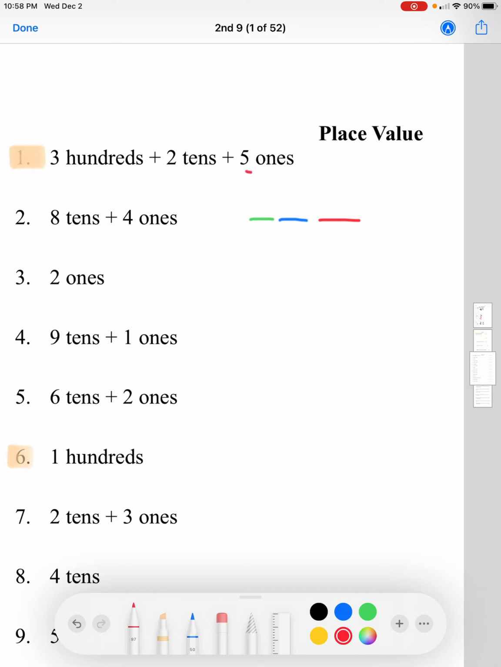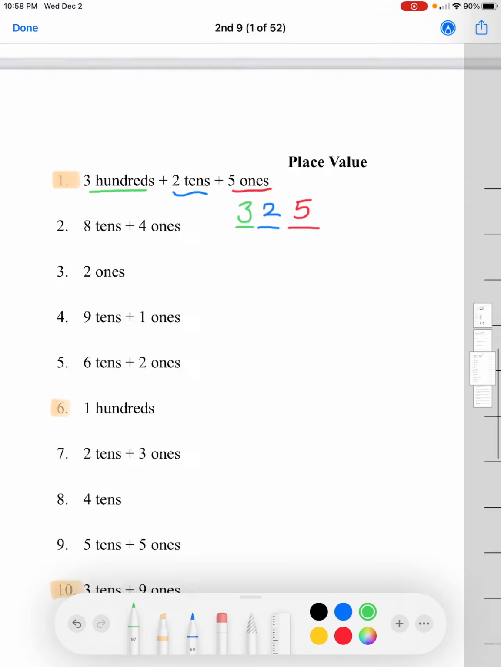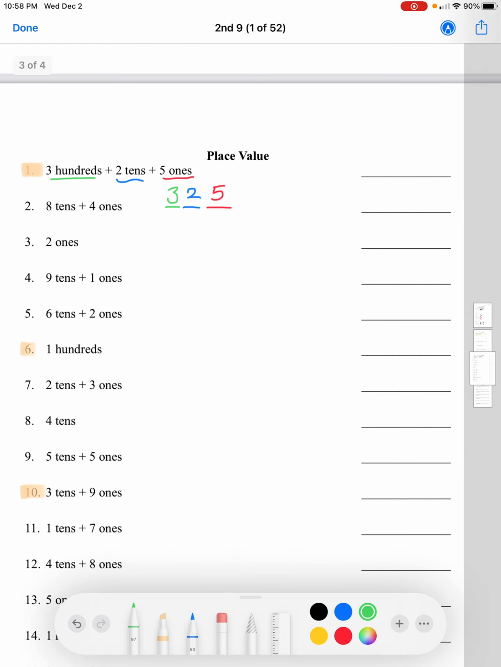It says there are 5 ones, so we'll put a 5 in the ones place. 2 tens, so we'll put a 2 in the tens place. And then 3 hundreds, so I'll put a 3 in the hundreds place. So we get the number 325.